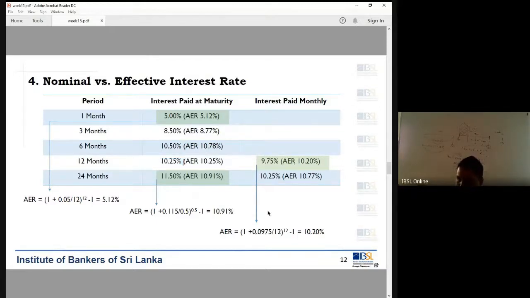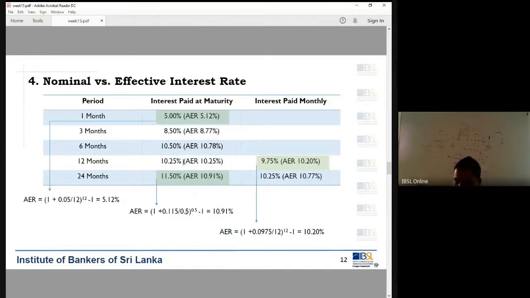So obviously what the bank has done here is that instead of 10.25, it has designed a somewhat marginal rate of 9.75. And if you look at the AER, sorry, it is going to give you an almost similar or marginally lower AER compared to this 12 month. What's the equation? Same equation. This is the rate, 0.0975, 9.75%. Okay, divide by 12. Why? 12 monthly interest payments.